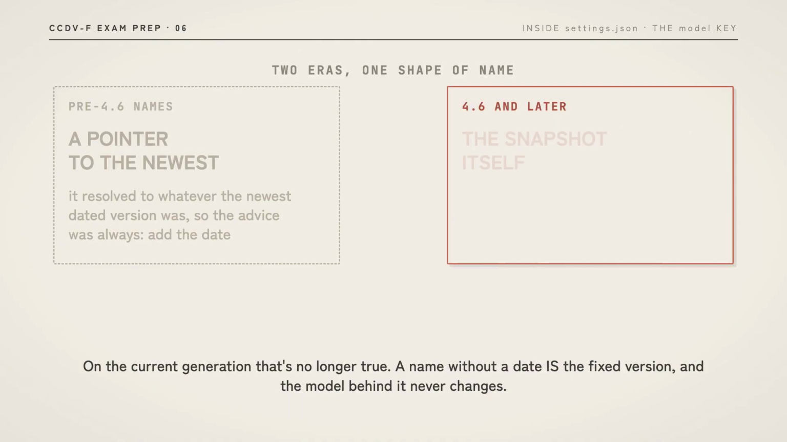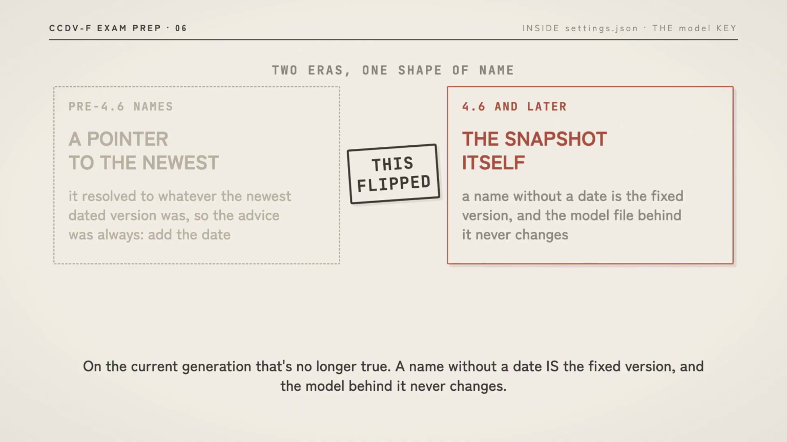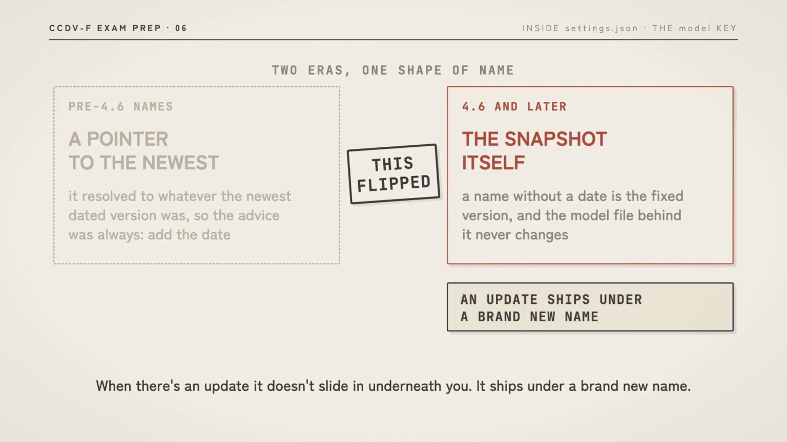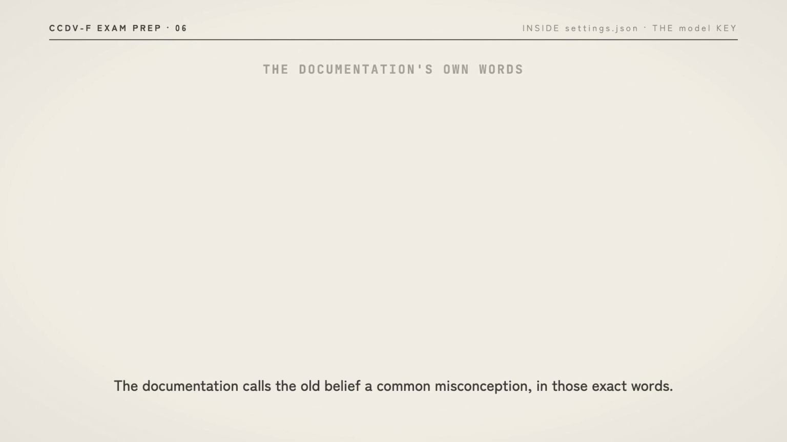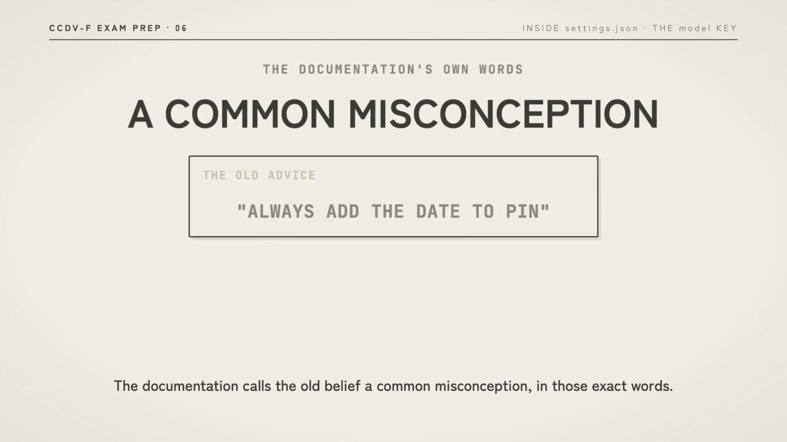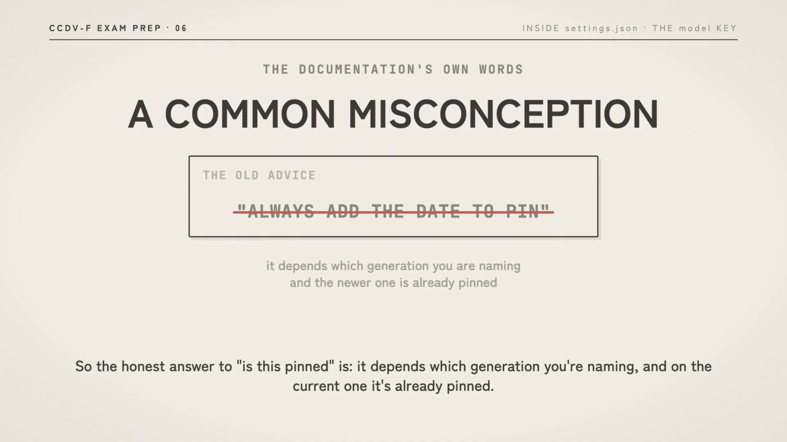On the current generation, that's no longer true. A name without a date is the fixed version and the model behind it never changes. When there is an update, it doesn't slide in underneath you. It ships under a brand new name. The documentation calls the old belief a common misconception in those exact words, which tells you the people writing exam questions know you might still carry it. So the honest answer to "is this pinned" is: it depends which generation you are naming, and on the current one it's already pinned.